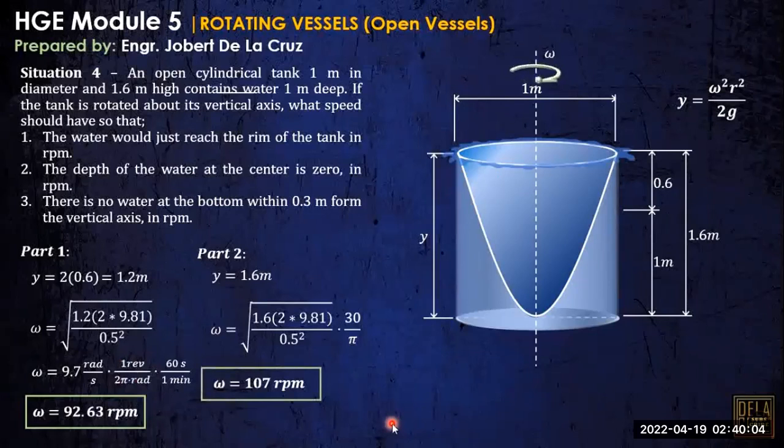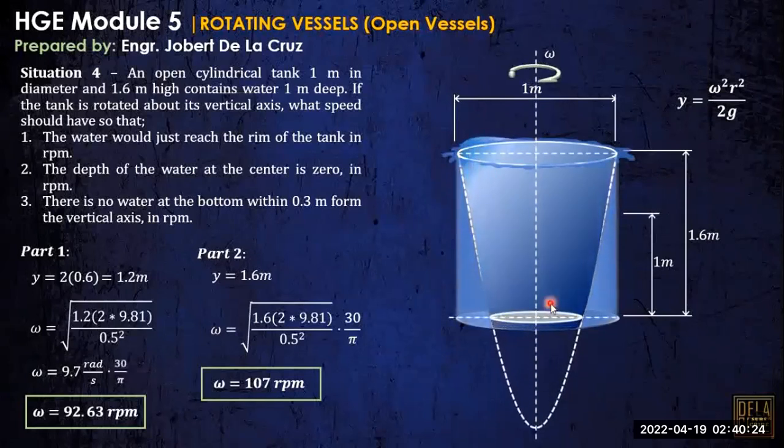Okay, for number 3, there is no water at the bottom within 0.3 from the vertical axis. That is from the vertical axis. So, if you can imagine that one, pag magkakaroon na ng parang hole or wala ng water dito sa gitna, our imaginary paraboloid will be this one. Okay? So, hindi ito nabutas ha. Hindi nabutas yung ating vessel. Magkakaroon lang ng hole dyan. Hindi butas. Magkakaroon lang ng parang void ng water dyan. O parang pag pinaikot mo yung palanggana with water, magkakaroon yan ng hole dyan.